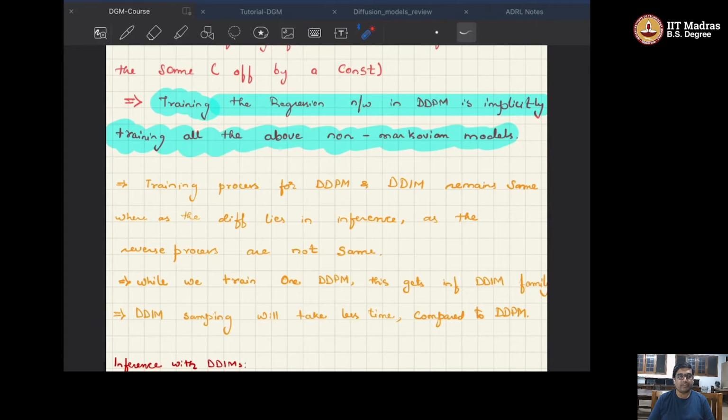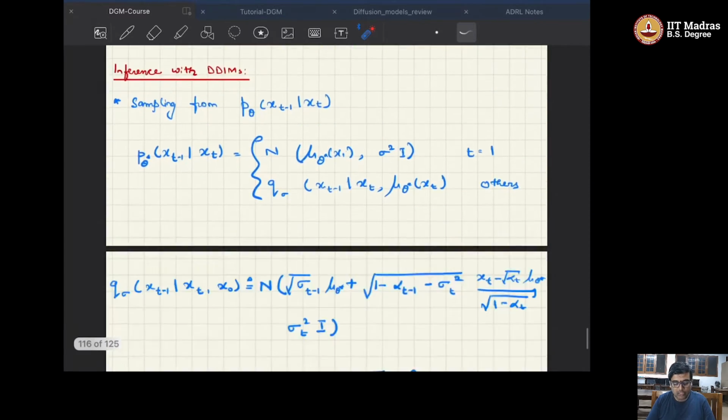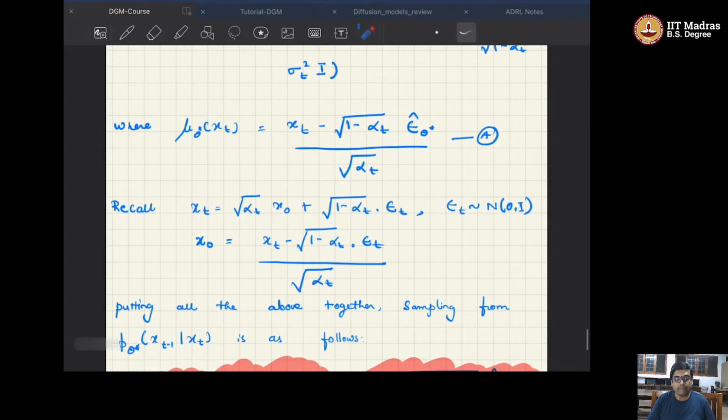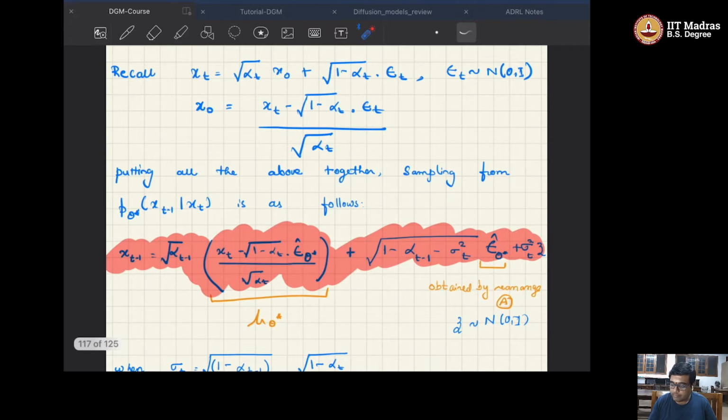Because it is evident from our theory sessions that if you are training a regression network in DDPM, it is implicitly training an infinite family of non-Markovian models which are needed for our DDIMs. In the current case, I'll be going ahead with the noise estimation model, which we have seen in an earlier tutorial, as the base model, and then obtaining the samples in a DDIM process. The only thing that we shall be doing now is inferencing using the DDIM idea.